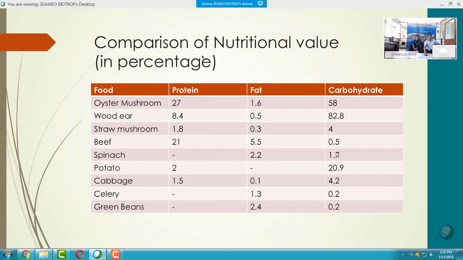And as we can see here, this is in percentage. Overall, the oyster mushroom has the highest percentage of protein. It has 27% protein content, higher than beef, which only has 21%. This is still high, but it's a surprising fact that the oyster mushroom has a higher protein content percentage. It is low in fat, but also high in carbohydrate. And yeah, this is our data.